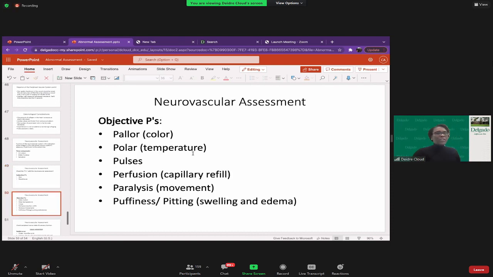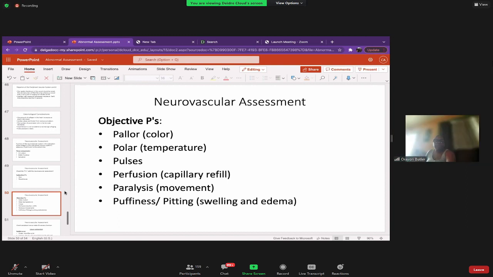And these are the other P's: your pallor, your temperature, your pulses you guys mentioned. We talked about perfusion, paralysis, puffiness. And under what circumstance may you have to assess this? Blood clot? Your extremities. Yeah, blood clots, maybe peripheral vascular disease. And also if someone has a cast on, right? Yeah, compartment syndrome could be an issue.